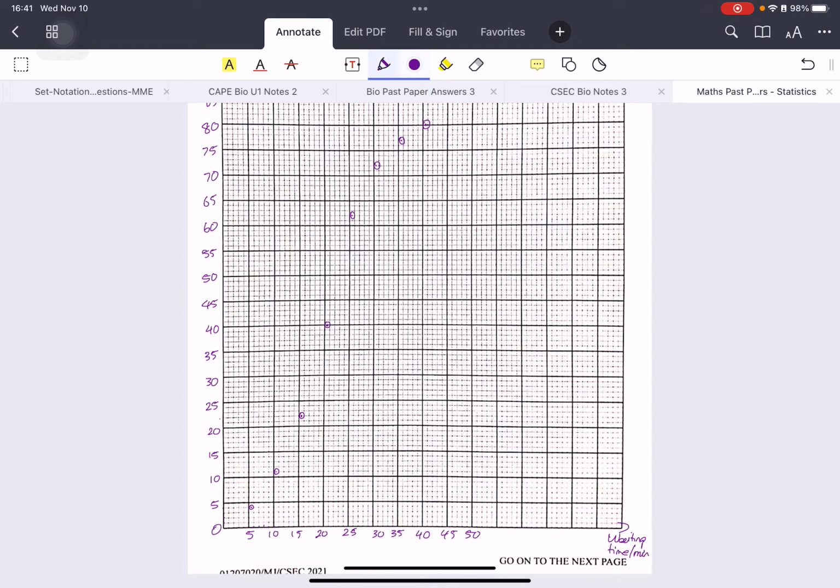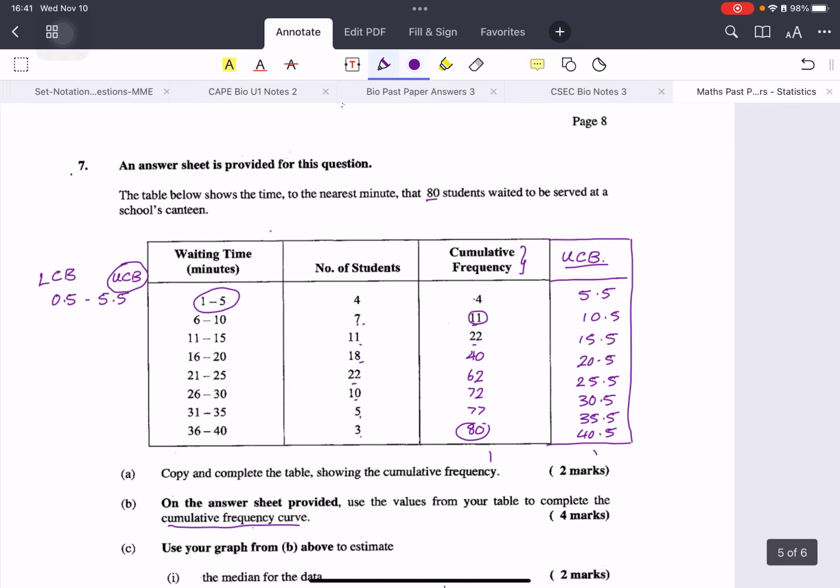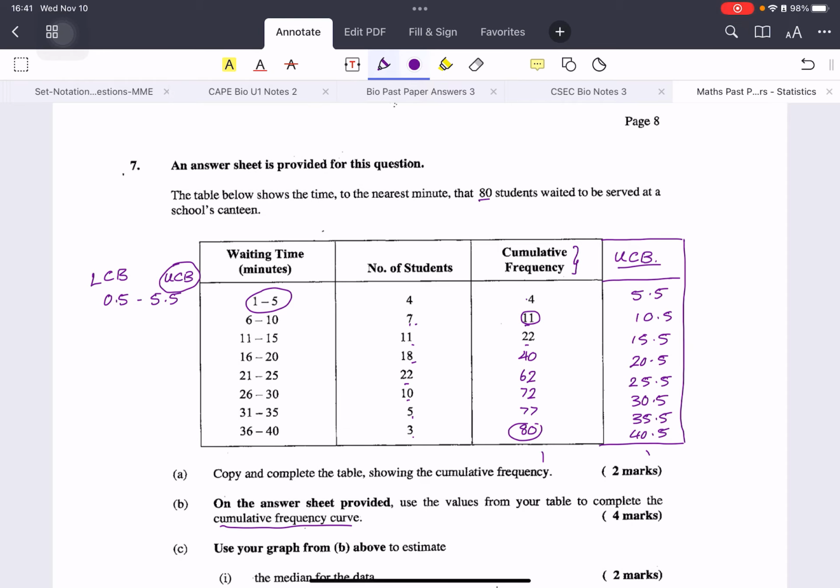But where do we start the curve? Do we start it from here? Do we start it from here? Where can we start? And the easy thing to do is to look back at our data. Remember, the points that were being plotted on the horizontal axis were the upper class boundaries. If you notice, with all these upper class boundaries, they were going in 5s, right? 5.5, 10.5, 15.5. So what would be before 5.5?